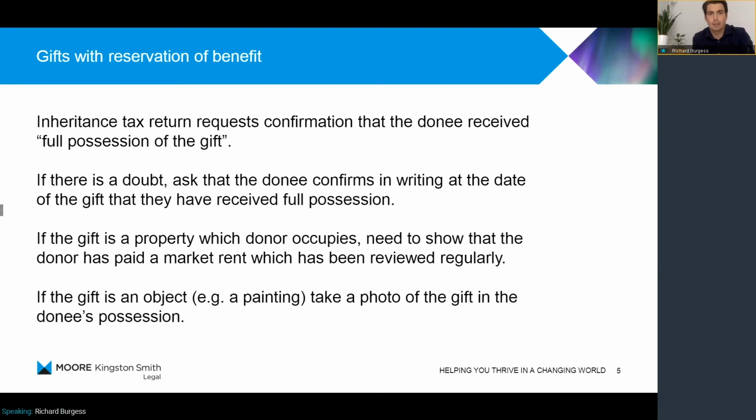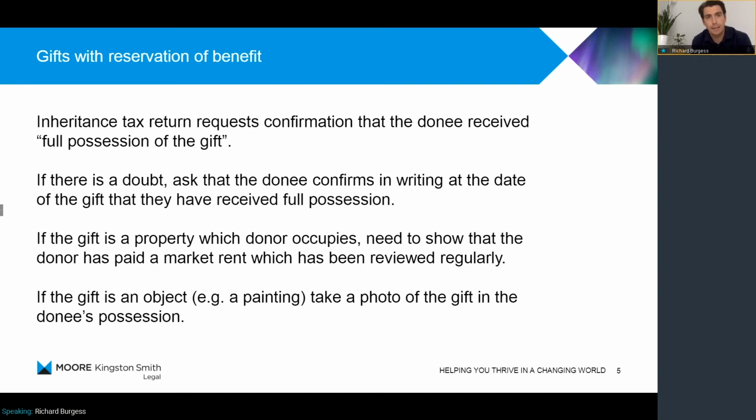So obviously these are to be avoided if at all possible, purely because, worst case scenario, you're depriving the client of use of an asset, but HMRC is not convinced that it's fully left their estate, and so then will tax the value of that asset on their estate. So worst of all possible worlds there.